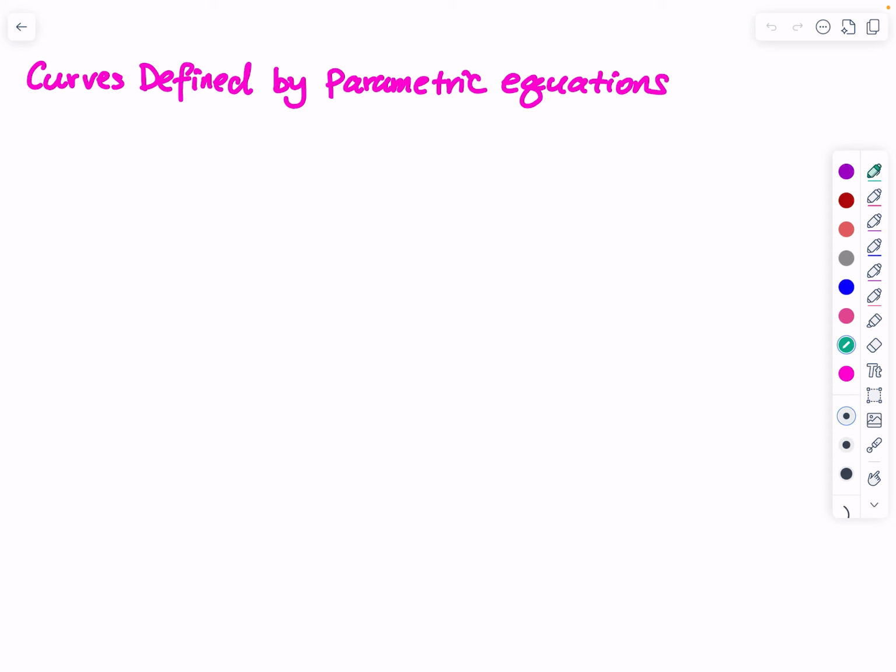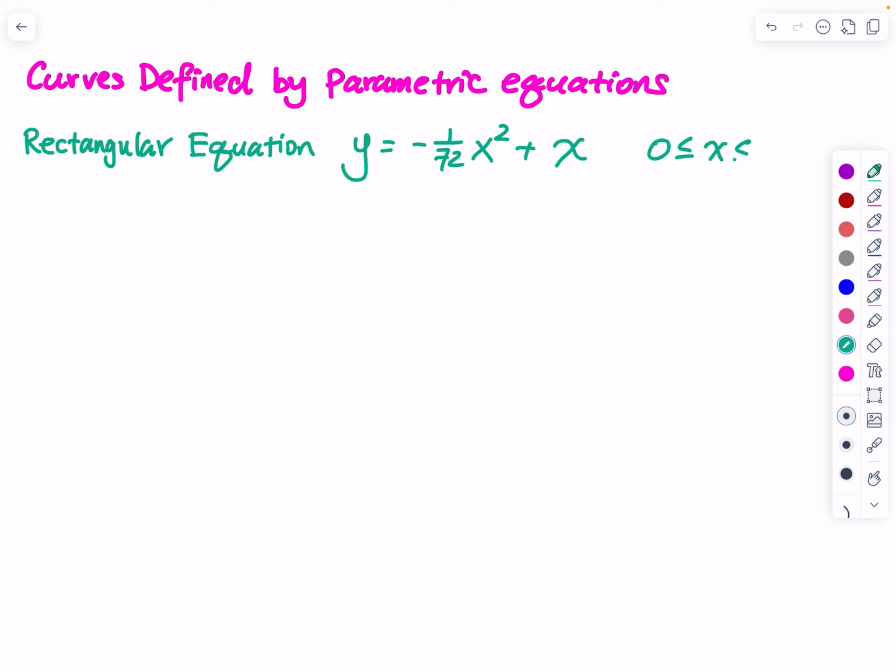So let me do the writing. Rectangular equation. Let me use y equals negative 1/72 x squared plus x. And for this one, I would like the domain to be from 0 to 72. Then what does the graph look like?